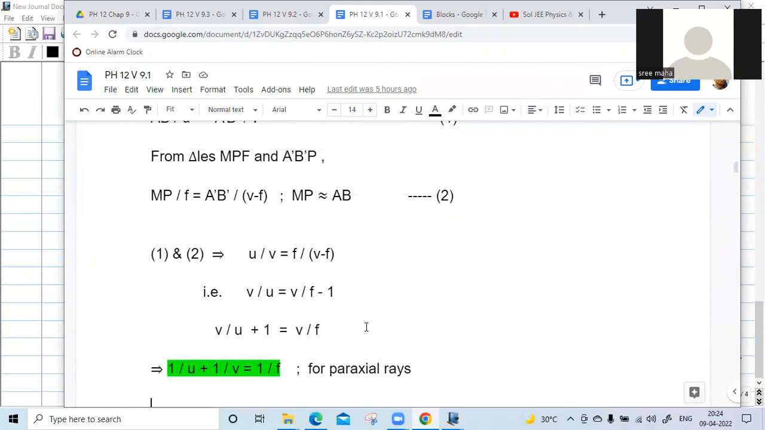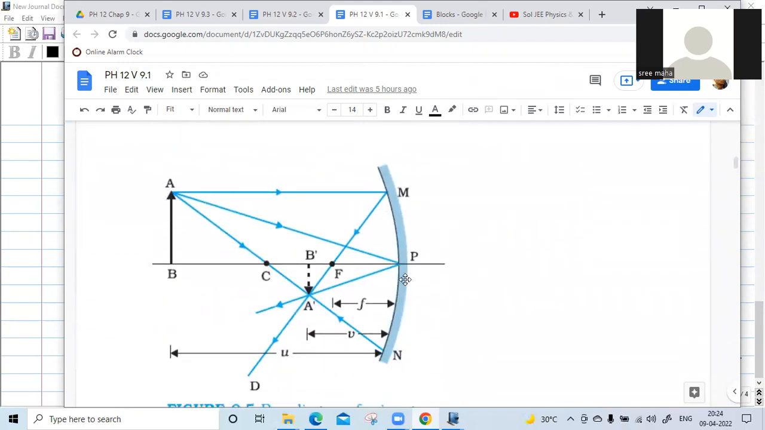Show me the sign convention, sir. The sign convention you can take it. Just a minute.